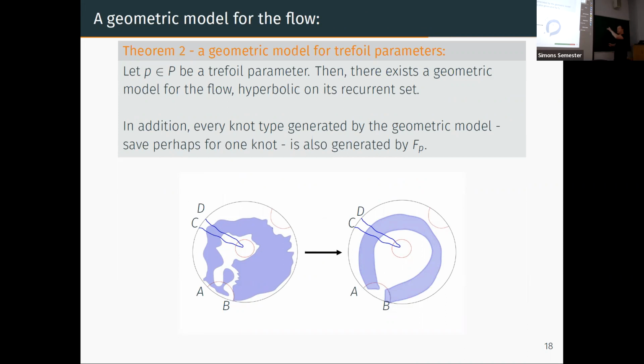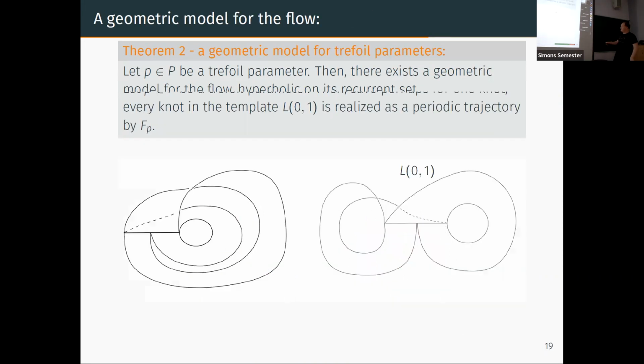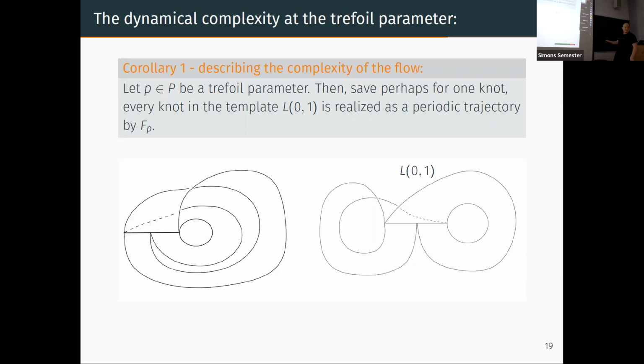So in this case, this theorem answers precisely the question I stated at the beginning of the talk for trefoil parameters. Now, how much time have I got? Oh, okay. Great. So before I conclude, yes. Did you see the knots on this template, the Holmes one? This one. Yes, this one. They're all torus knots? Yes, this is what Philip Holmes proved. They're all torus knots.